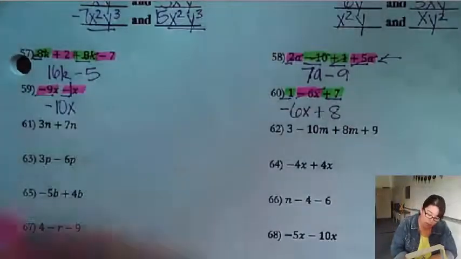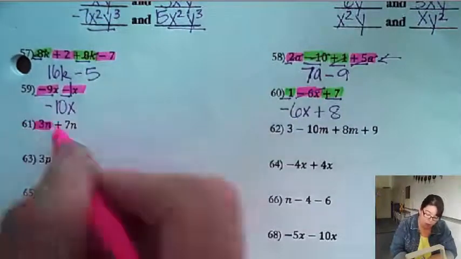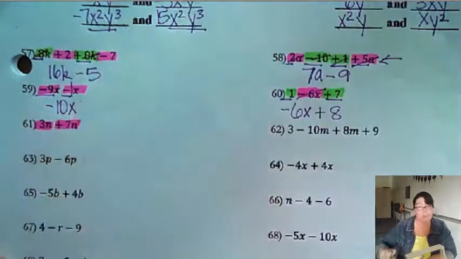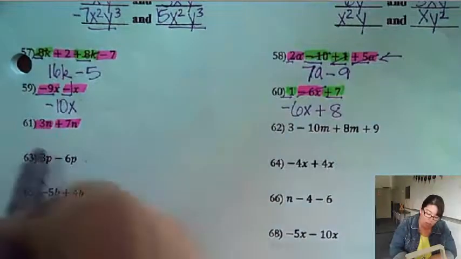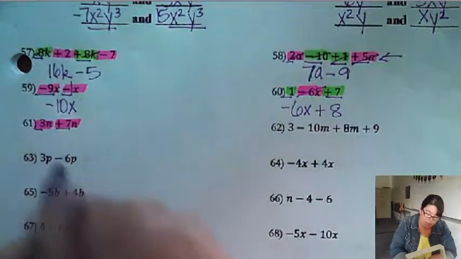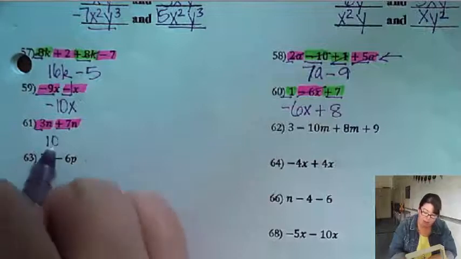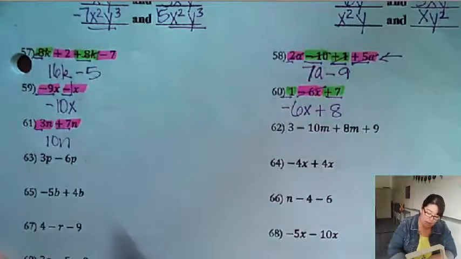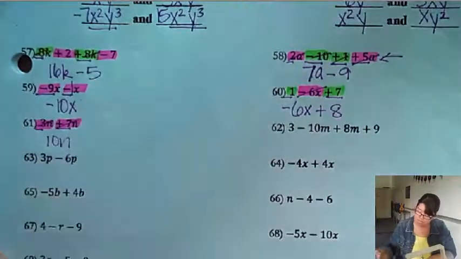How about for 61? I have a variable term with a coefficient of 3 and a variable term with a coefficient of 7. Combine the coefficients, 3 and 7 together makes 10, and that's my n term, so n is my variable there. All done.